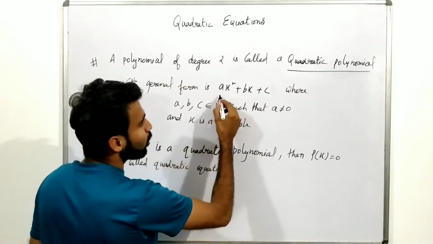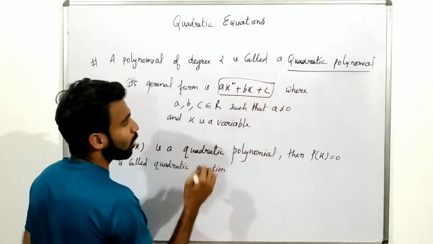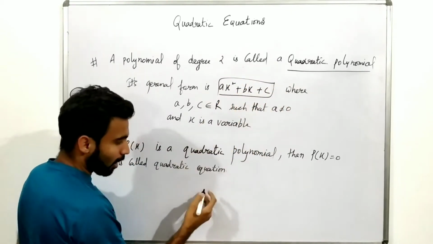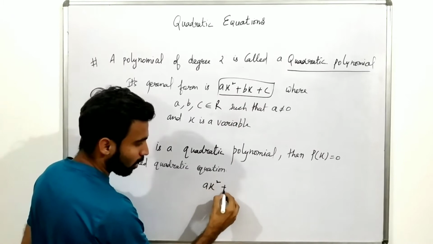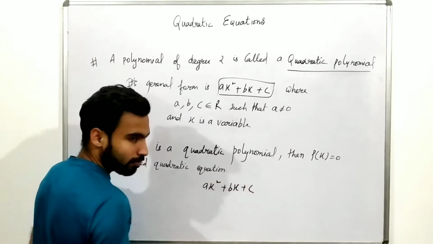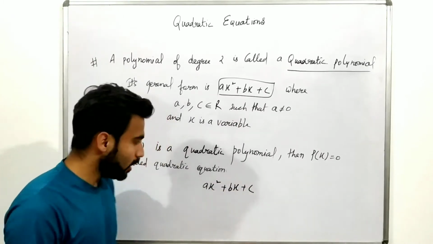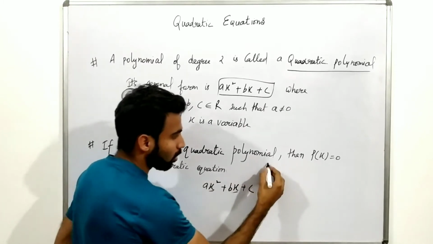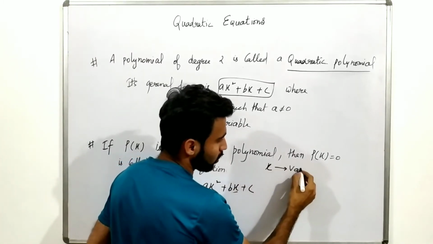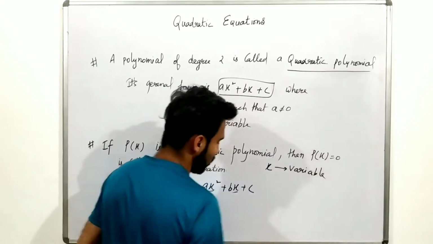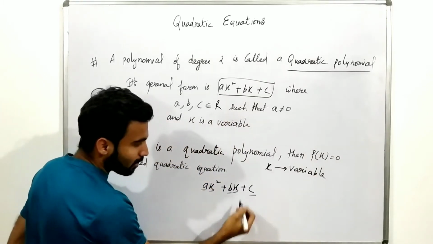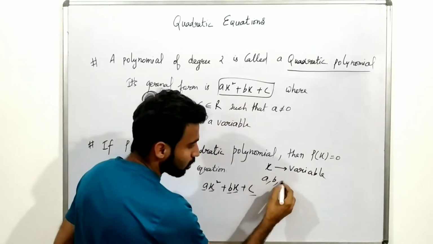Now let me explain with a standard equation here. I have written here a standard equation, that is ax square plus bx plus c. In this, as you can see, x is a variable, and a, b and c are the coefficients.